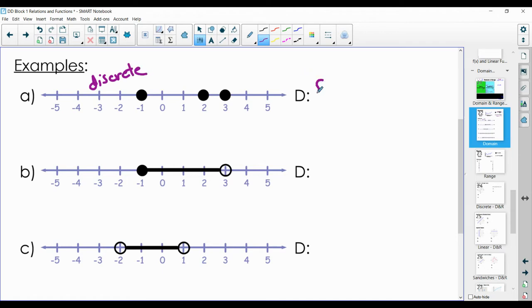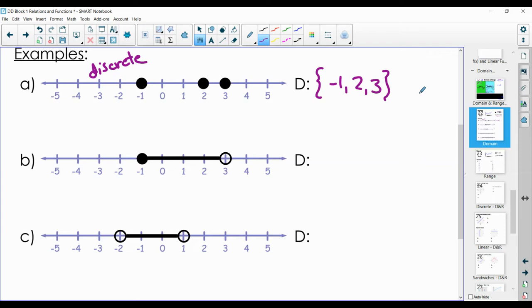So we're going to create our set here. And so with discrete data, we're always going to use our set brackets. And our 3 points are -1, 2, and 3. So we just write -1, 2, and 3. And notice these are horizontal number lines. That's because these represent the x-axis.